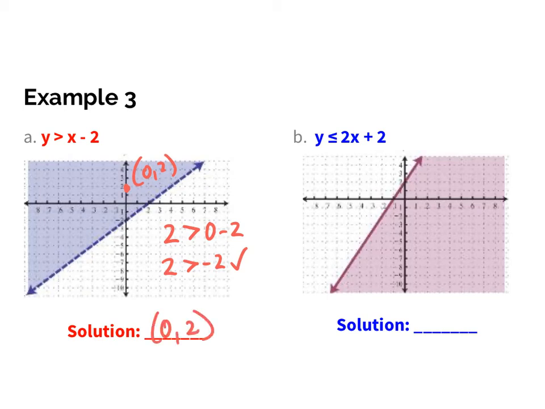Now I picked that point 0, 2, but I could pick any point in that region of space and it's going to be a solution. So if I asked you in this example to tell me what a solution to this inequality would be, again, we want to pick a point in that region of space. So I'll just pick 2, 0, which is the point 2 to the right. Again, I could pick any point. As long as it falls into the solution region, it's going to make that inequality true.